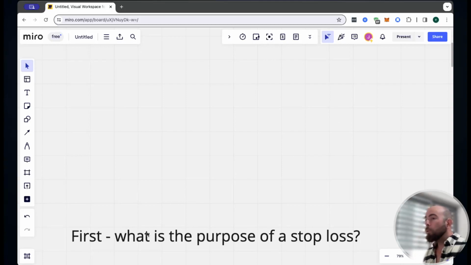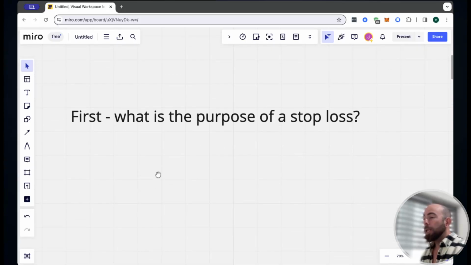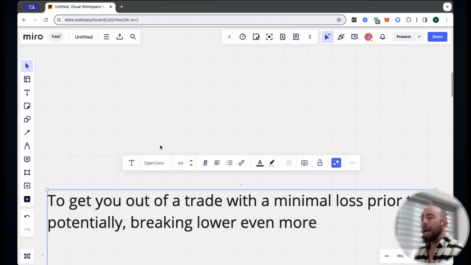So first, what is the purpose of a stop loss? And we need to define it. So the purpose of the stop loss, as the way I define it, is to get you out of a trade with a minimal loss prior to it potentially breaking lower even more, right?